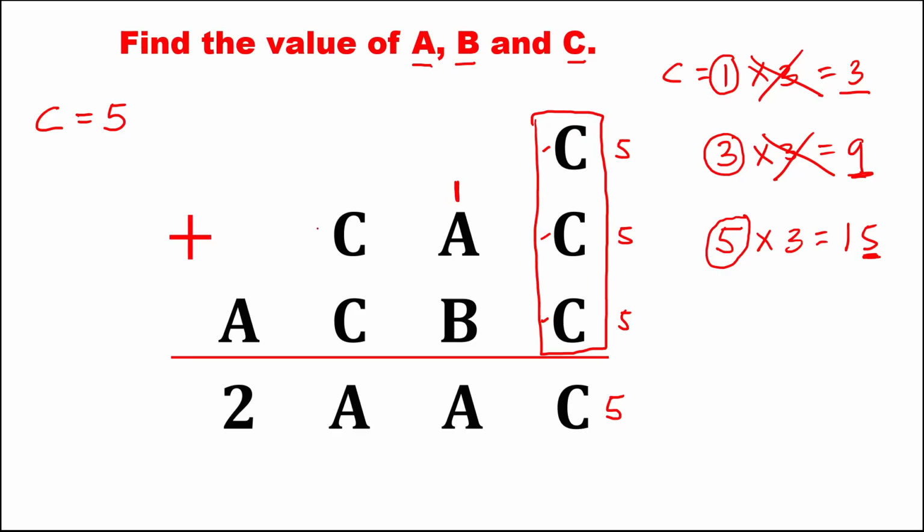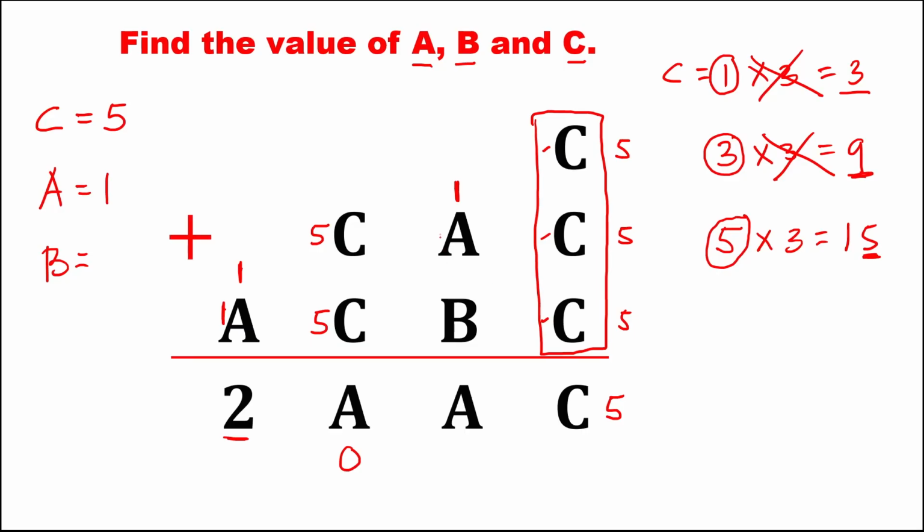Then again, C is equal to 5, plus 5. So 5 plus 5, this one is 10. Then carry 1. And 1 plus A, that's equal to 2. Therefore, A must be equal to 1 because 1 plus 1, that's 2. So A equals 1. Then to solve now for B.